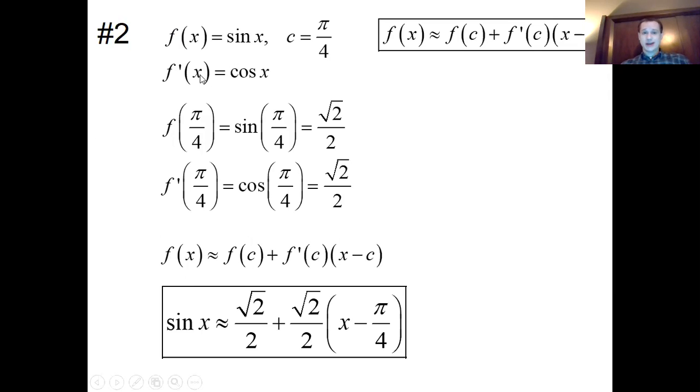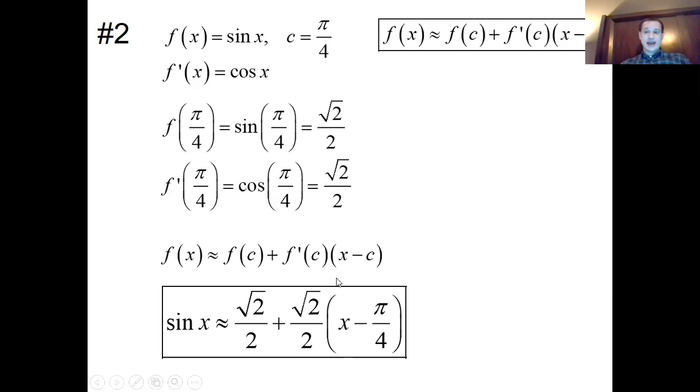Same with sine on number 2. Derivative of that would be cosine. We need to find the value, the point and the slope. The point, well, what's the value of the function at the center I care about, which is pi over 4. It's sine of pi over 4, which is square root of 2 over 2. What's the derivative at that spot? Well, it's cosine of pi over 4, which is also square root of 2 over 2.